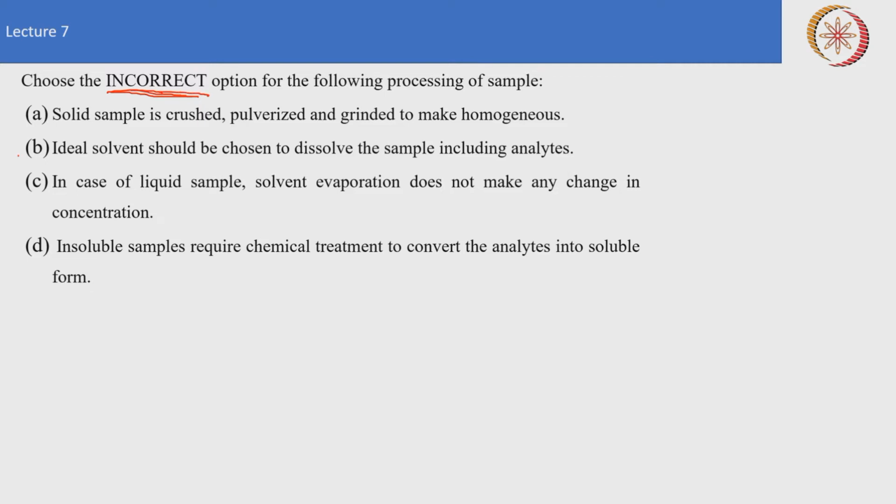You have to think, it is written incorrect answer. Which one is the incorrect answer? Insoluble sample requires chemical treatment to convert the analyte into soluble form. Yes, that is the wet ashing. So this is the correct statement, so it is not the answer. Solid sample is crushed, pulverized, and ground to make it homogeneous. Surya also has written C. So the answer is C, because the question asks for the incorrect option.